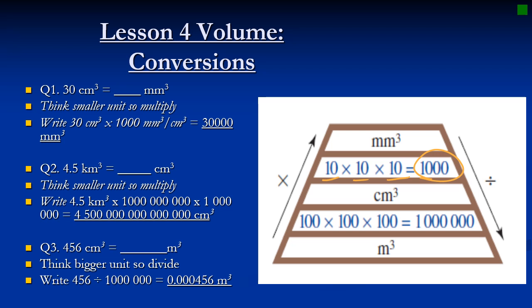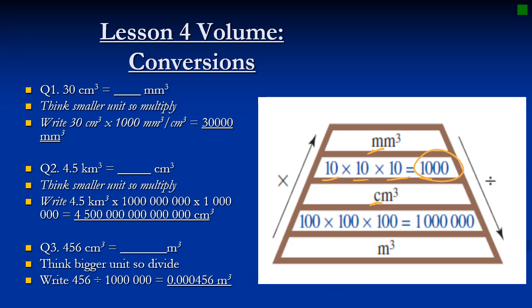So if we want to convert 30 cubic centimeters into cubic millimeters, what do we need to do? We need to think, well, millimeters is the smaller unit, and centimeters is the bigger unit. So smaller unit, bigger number. So we're going to just go 30 centimeters cubed times 1,000, which will give us 30,000 cubic millimeters. Now if we want to convert cubic kilometers into cubic centimeters, we're going to have a pretty huge number.